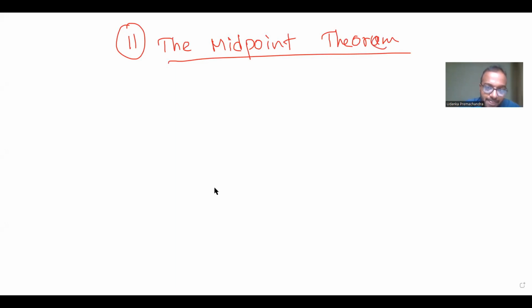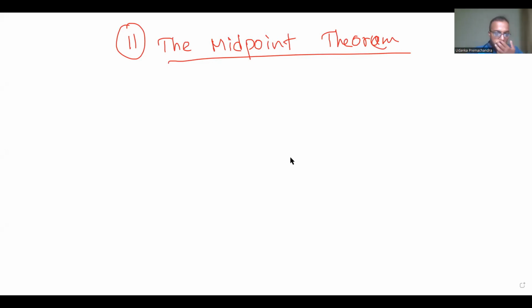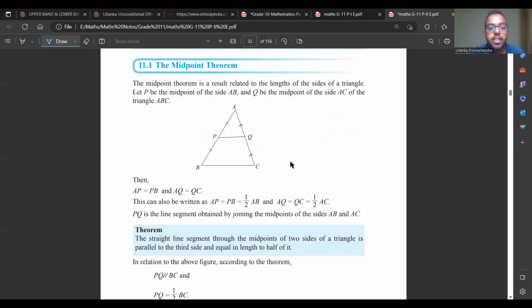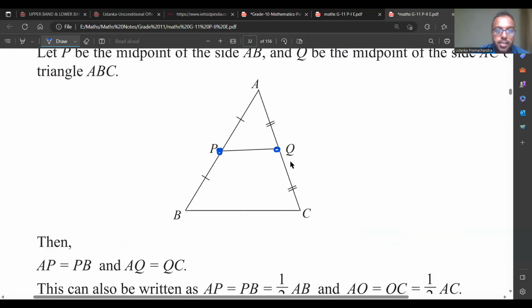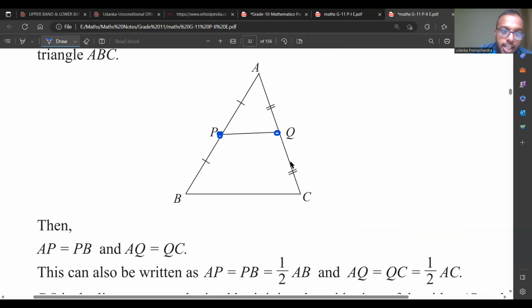Okay, for here, I think you know much about this one. What is the midpoint theorem? Look at here. This is a theorem. If there are two midpoints like P and Q, I increase the size of this one. If I consider this line's midpoint as P, okay, and this line AC's midpoint as Q.